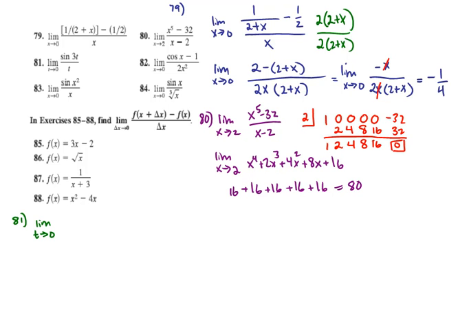We have the limit as t approaches 0 of sine of 3t over t. And the way we're going to do this again is we need to get a 3t in the denominator to match the 3t in the sine expression. And so I'm going to multiply top and bottom by 3. The limit as t approaches 0 of sine of 3t over 3t is just 1, and times 3 gives us 3. And number 82, we have the limit as x approaches 0 of cosine x minus 1 over 2x squared.